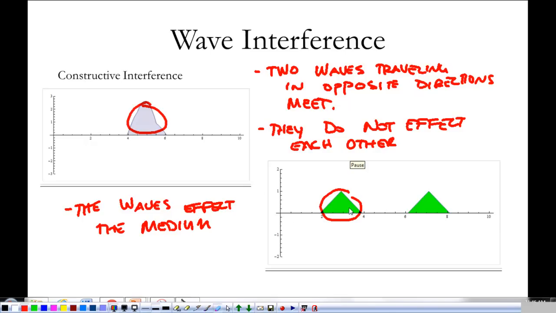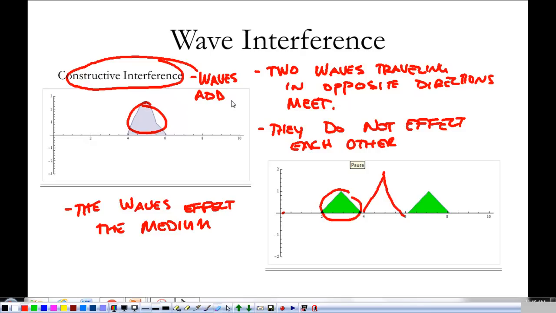But when these two things hit, remember they're just traveling on a piece of string. They're going to lift the string up an extra amount. And so when these two waves are in the same place at the same time, we're going to see a bigger amplitude. This is constructive interference. These waves are adding together when they hit. So here we have the waves add. The amplitude of the waves add up. We get a bigger wave than we had before.